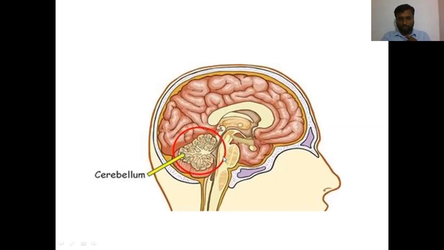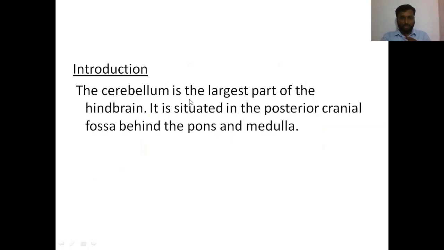It is located in the posterior cranial fossa, behind the pons and medulla, and it is the largest part of the hindbrain. So the introduction is clear now. The cerebellum is the largest part of the hindbrain, situated behind the pons and medulla in the posterior cranial fossa.